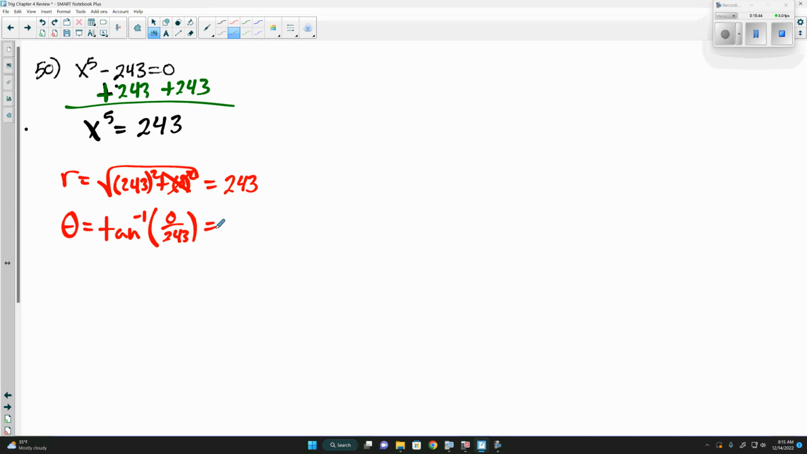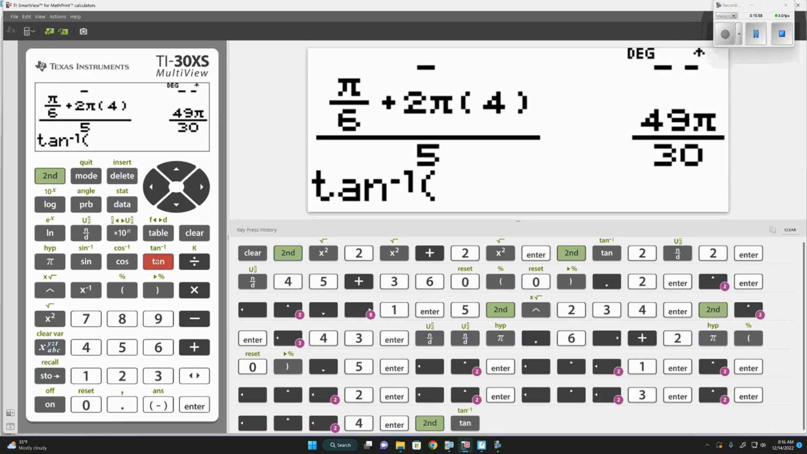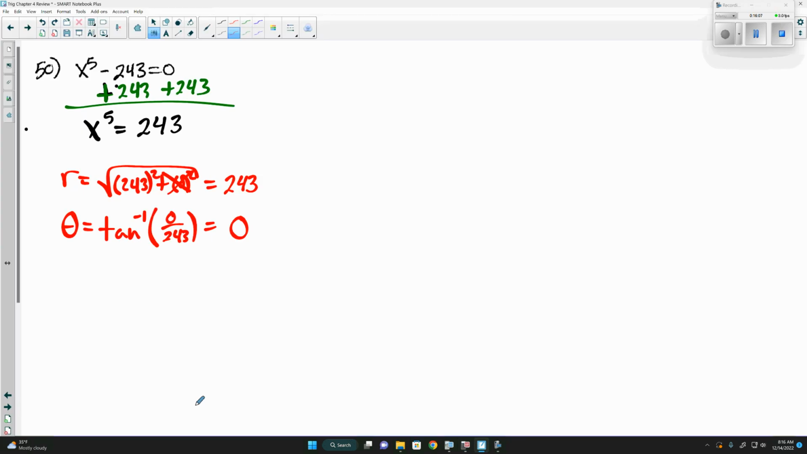Because if you think about it on the coordinate plane, we're on the positive x-axis. And we always start from the positive x-axis, so we're actually at 0. Second, tangent inverse 0 over 243 is 0 degrees, or 0 radians. They're both the same. So we have this here. N is 5, which means K is 0, 1, 2, 3, 4, just like the last one.